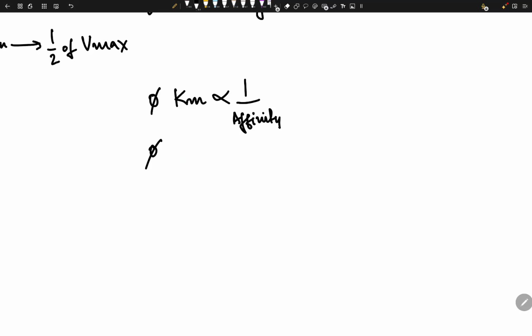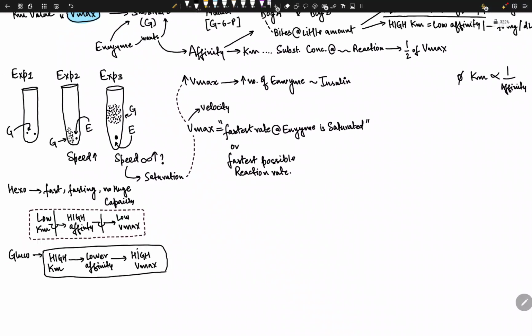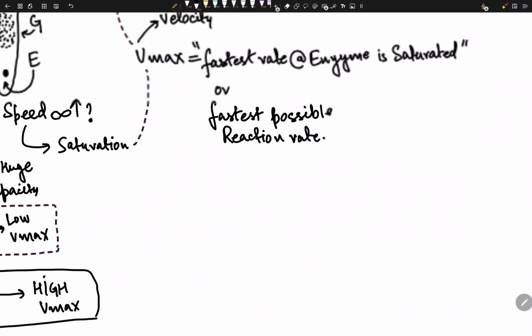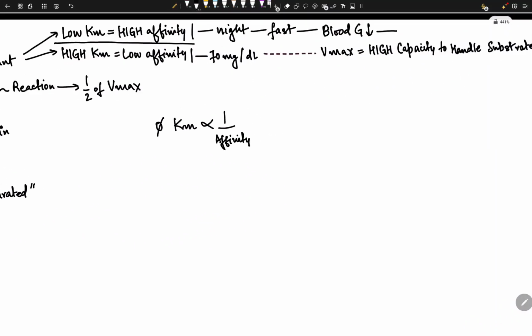What about Vmax? Vmax is just the maximum reaction rate achieved when all the enzyme molecules are saturated with the substrate, right? Hexokinase has low Km, right? Glucokinase has high Km, right? So because affinity and Km go inverse, just know that. So the concept is simply that, it's it, right? Km value and Vmax value are not arbitrary. We are just trying to understand these enzymes. That's it. It's nothing so complex, right?